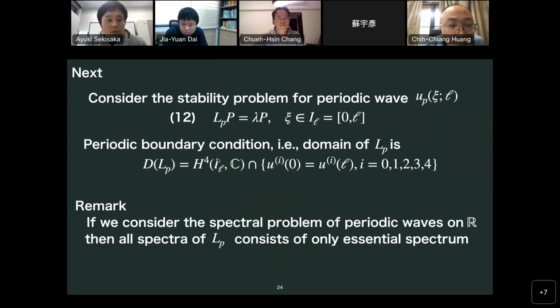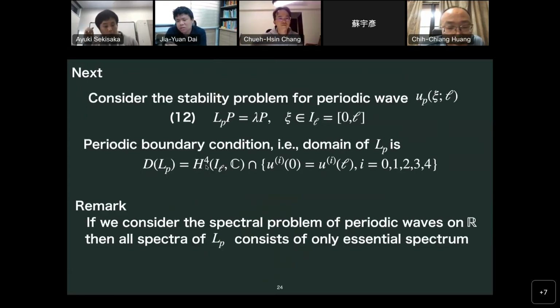So we obtain the instability of the traveling front. Next we consider the stability problem of periodic waves, like this equation 12. We consider these spectral problems in this functional space, on the bounded interval 0 to period L with periodic boundary condition.